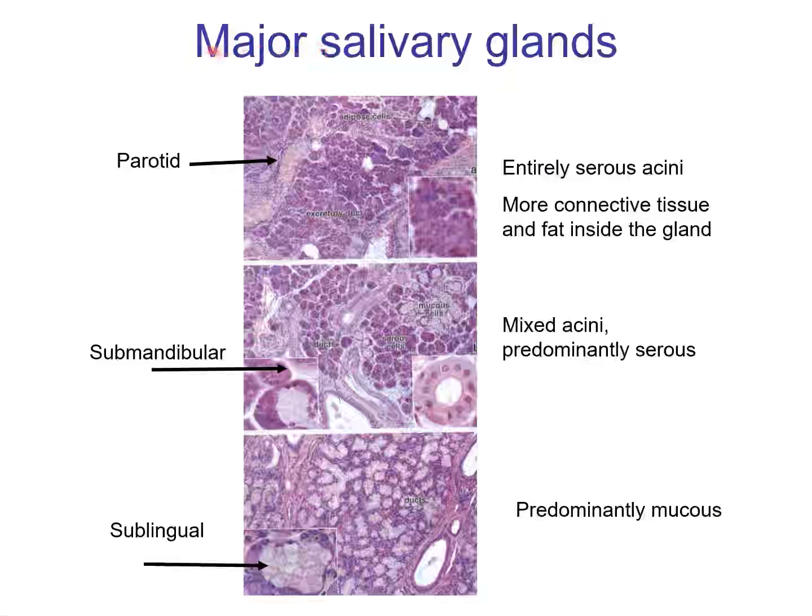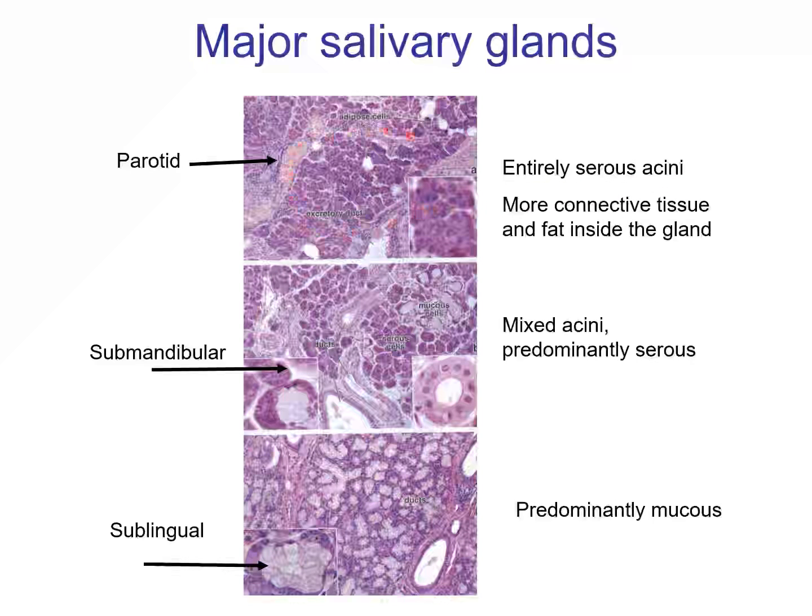The major salivary glands, already I have mentioned. The salivary glands are parotid gland, which is situated in front of the ear, the submandibular gland, just behind the angle of the mandible, and the sublingual gland below the tongue. The parotid gland is entirely serous.